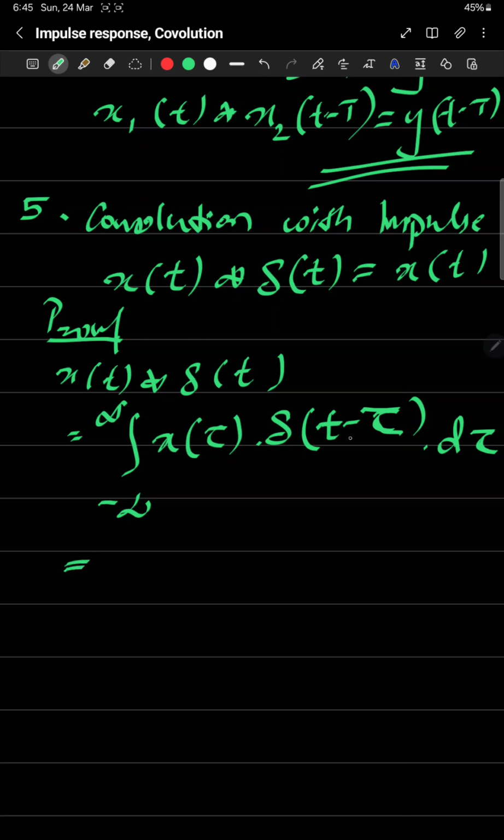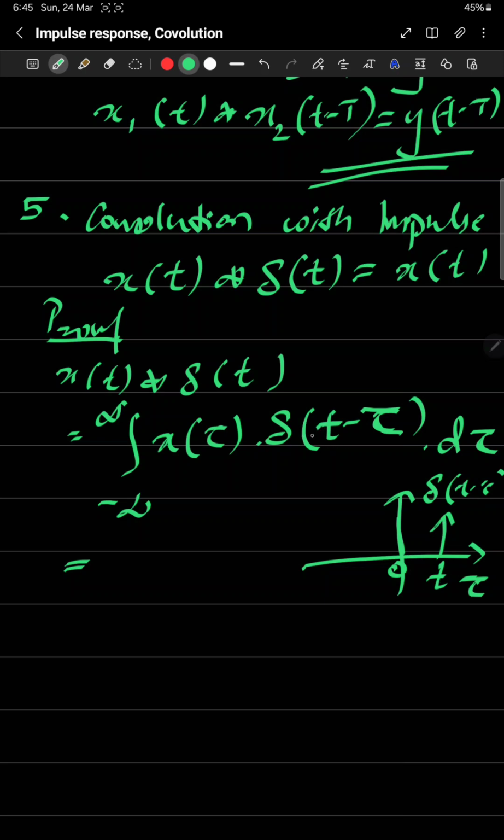We know that del of tau will look like this. At 0 only it is defined, right? So del of t minus tau means you have to mirror it and shift by the parameter t. You can verify that mathematically later. So this is how the signal del of t minus tau will look like: a shifted version, where the shift parameter is t units.